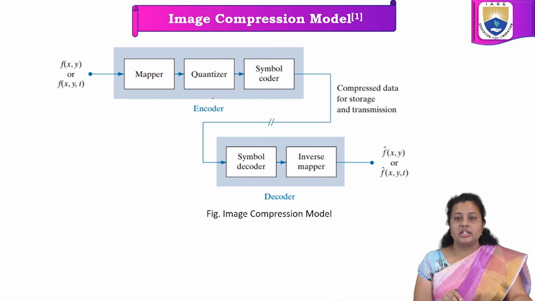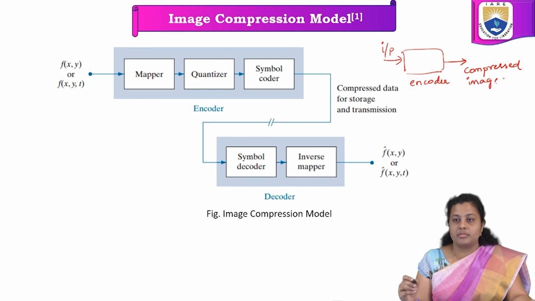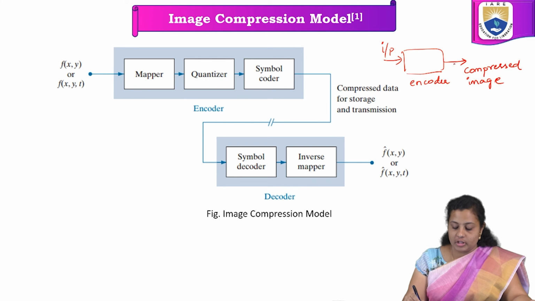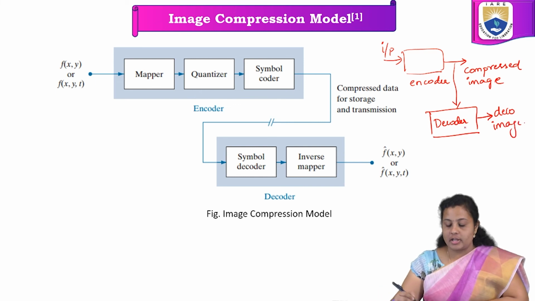We have to decide the block diagram for the image compression model. First we have an input image, which is given to an encoder, and we get a compressed image. If we give this compressed image to a decoder, we obtain our decompressed image. So we have an encoder as well as a decoder.